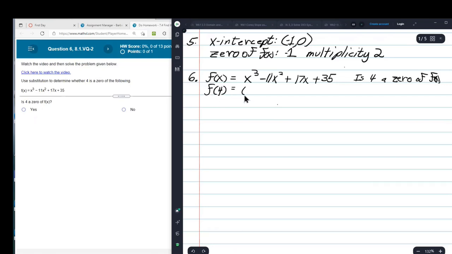I'm going to say, well, I don't need parentheses because 4 is a positive number. 4 to the third power minus 11 times 4. There I go. I'm just used to using parentheses. Maybe I'm too old to change. No way. Humans are very adaptable.